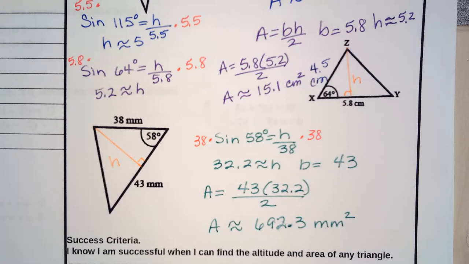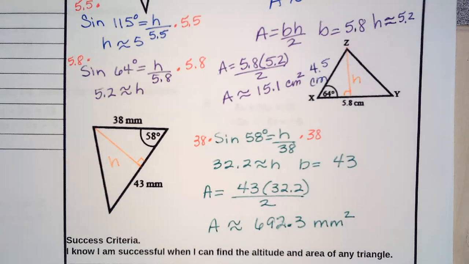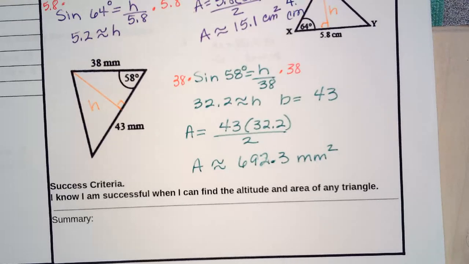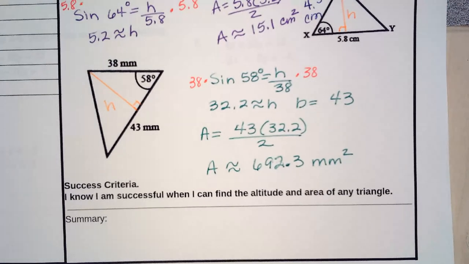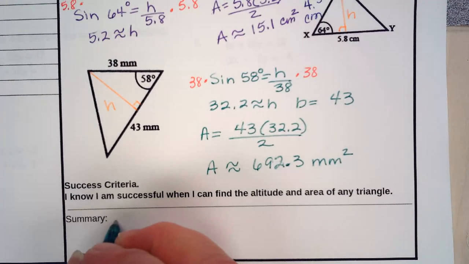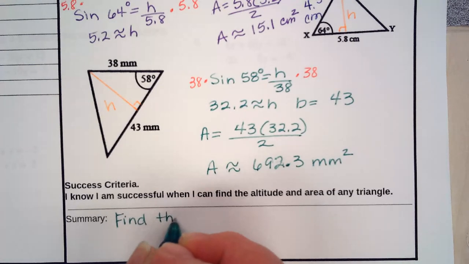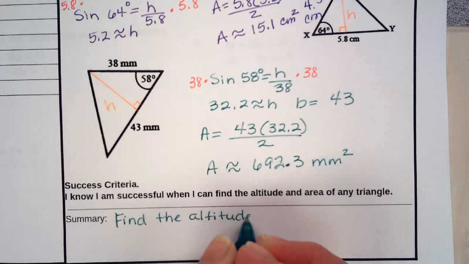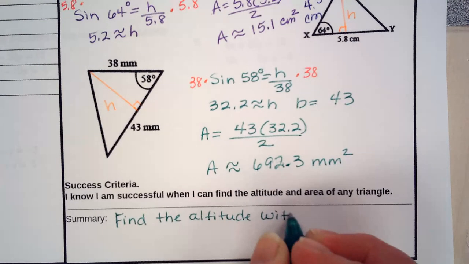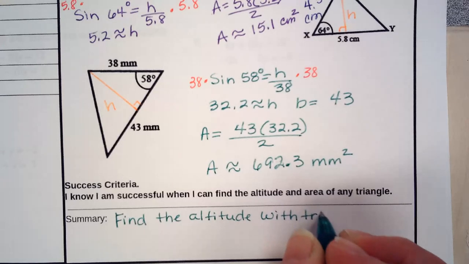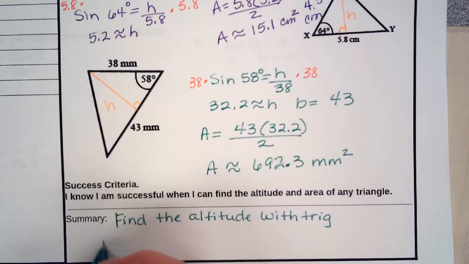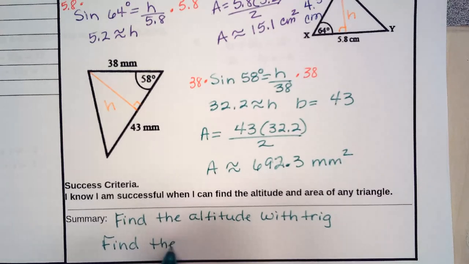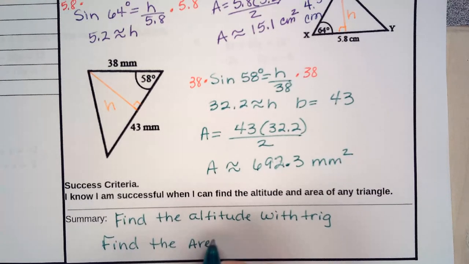So, how do you know when you're successful? You know you're successful when you can find the altitude and area of any triangle. So this is finding the altitude with trig and finding the area of a triangle.